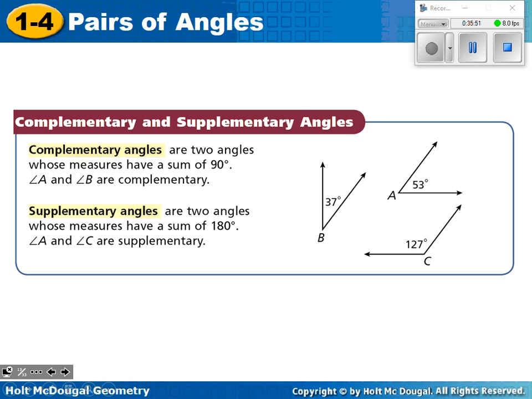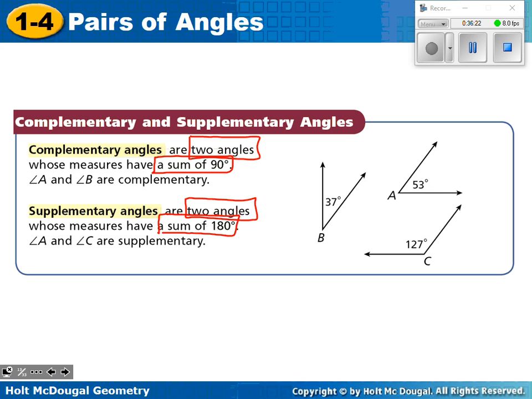The next two vocabulary words are complementary and supplementary. Complementary versus supplementary. Complementary and supplementary, again, are just two angles. If it takes three, they're not complementary or supplementary. So two angles. This is all about pairs. Complementary are two angles that have a sum of 90 degrees. So if you add them together, they equal 90. Supplementary has a sum of 180. So if you add them together, they equal 180.